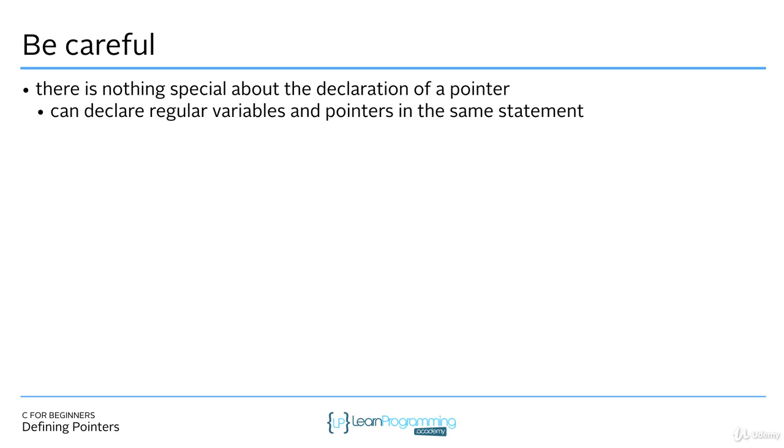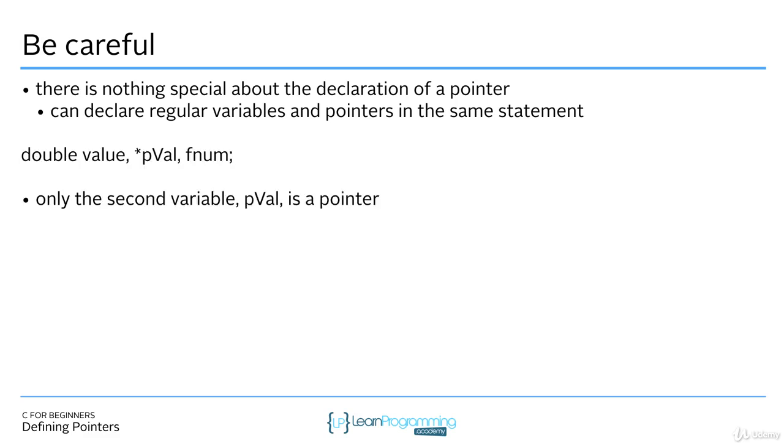Be careful though, because there's nothing special about the declaration of a pointer. You can declare regular variables and pointers in the same statement. So you could say double value, *pvalue, fnum. In this statement here, only the second variable, pvalue, is a pointer. The other two are just doubles.